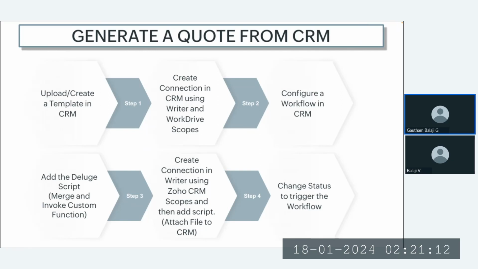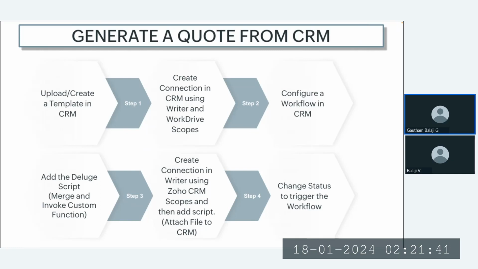So you just have to get into Zoho Writer and create a connection using Zoho CRM scopes. And once it is done, we do have a predefined function called attach file to CRM API. I'm sorry, a script using which you'll be able to attach the file back to the CRM. So once all this configuration is done, all you have to do is change the status of the particular field so that the workflow will be triggered.